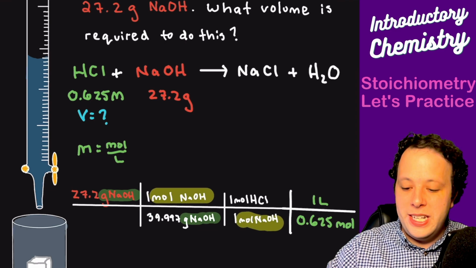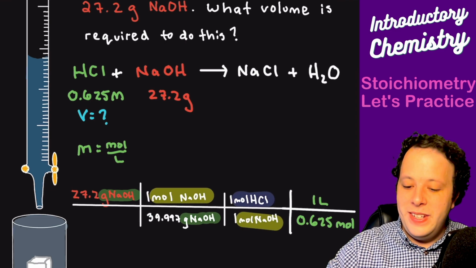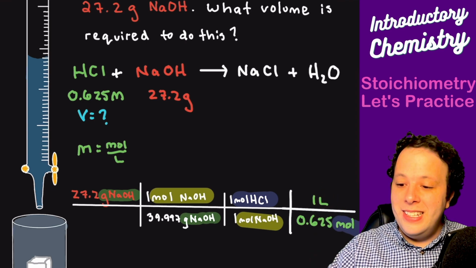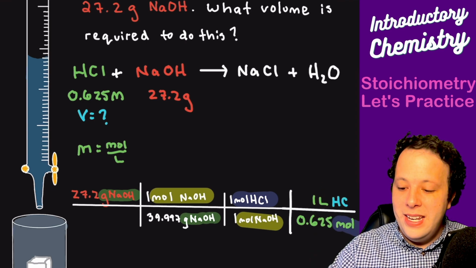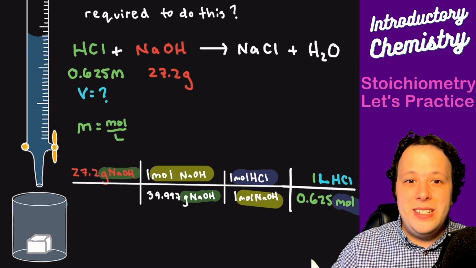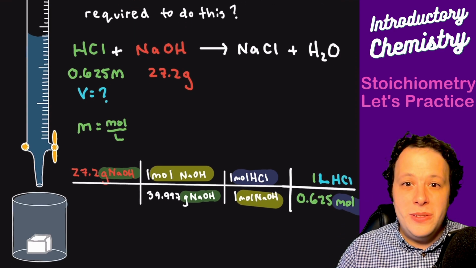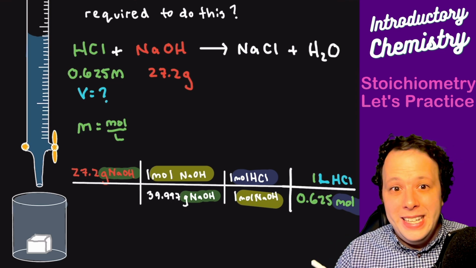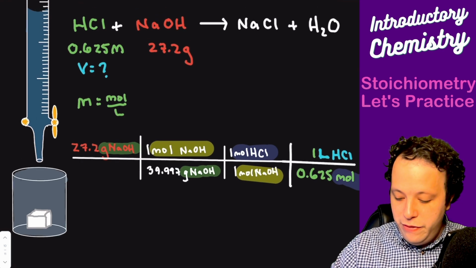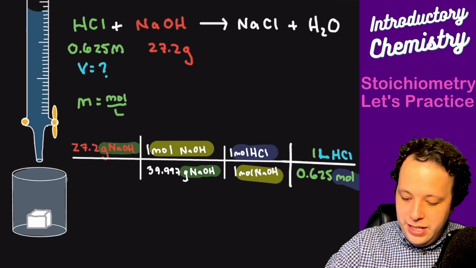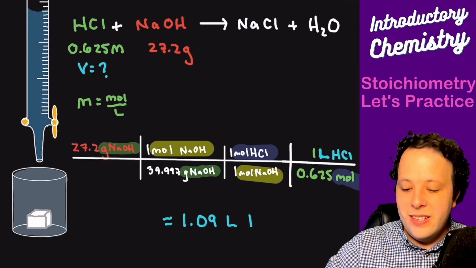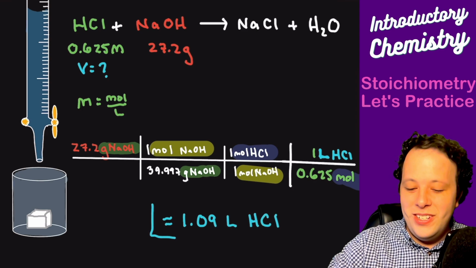So moles of NaOH cancels, and then moles of HCl cancels moles of HCl. All right, so this gives us the volume, which is exactly what we are looking for in the problem, right? Is liters of HCl. So when we do this math, we'll take 27.2, divide it by 39.997, it equals, then divide that by 0.625. And what we are going to get in the end is about 1.09 liters of HCl is required to neutralize this.